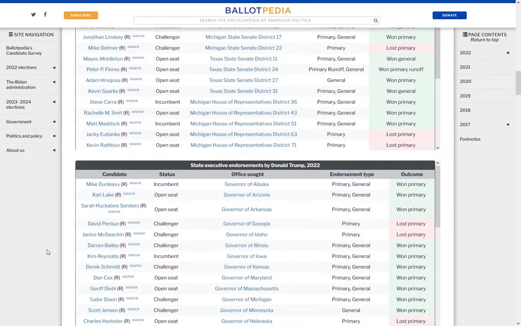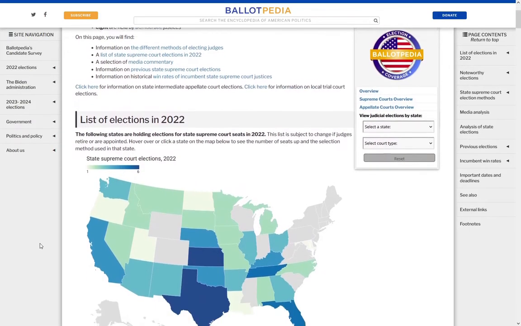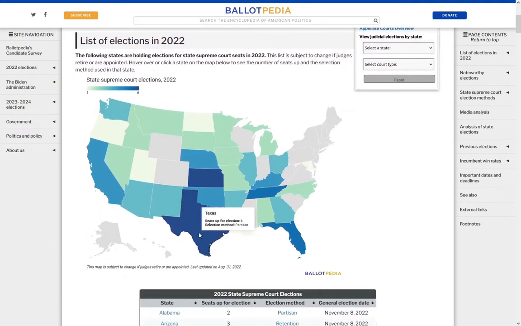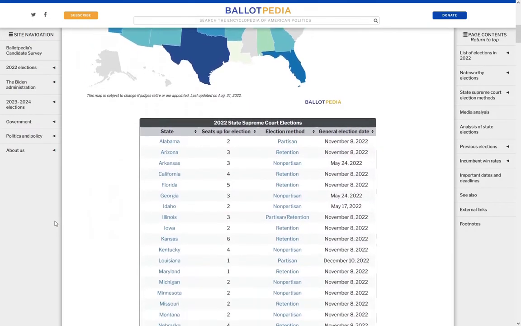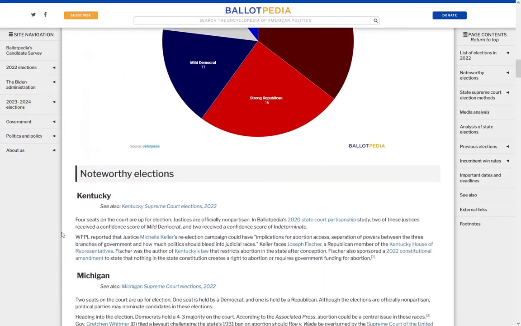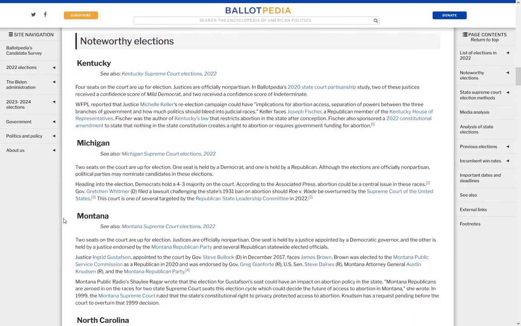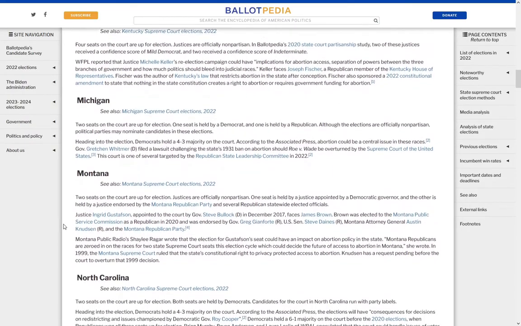But let's move on to the state Supreme Court elections. Again, I did do a video earlier in the year on this topic, and this is another thing that people might not think about as much as the most prominent races. But with state Supreme Court elections, a lot of these judges are up for retention this year, and this map shows us how many of those seats are up. And of course, the table down below shows you additional information, and then down below it has noteworthy elections, as some of these state Supreme Courts are poised to flip one way or the other, and that could have long-lasting impacts on some of these state legislative agendas.